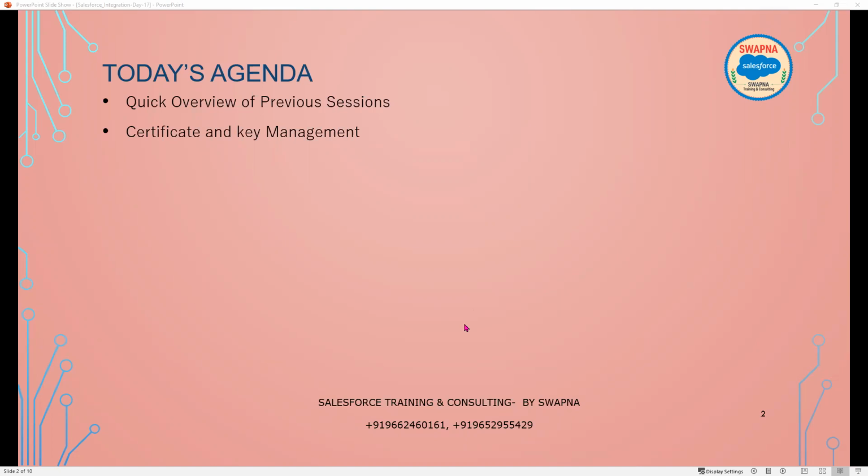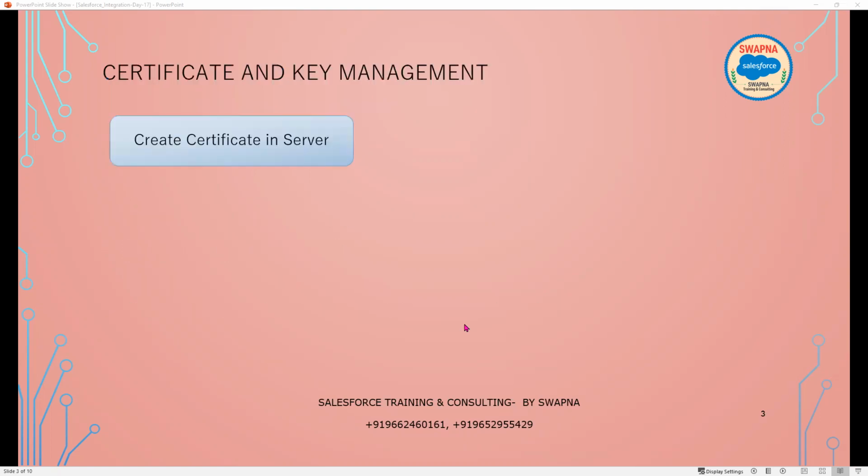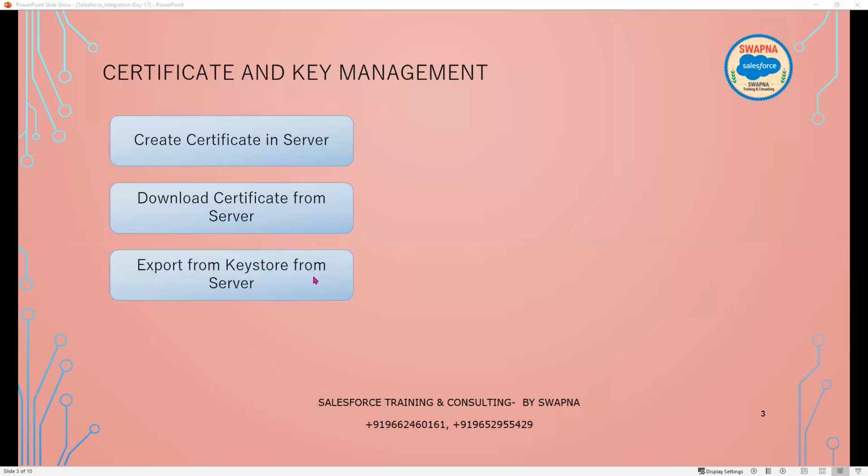Yesterday we understood how to download the certificate and how to use the key management, and also we saw the navigation steps. Now, today what we are going to see is what we have done. So last class, in certificate and key management, we created the certificate in the server, and then we downloaded the certificate from the server, and we exported the key store from the server. So these are the three steps which we have done.